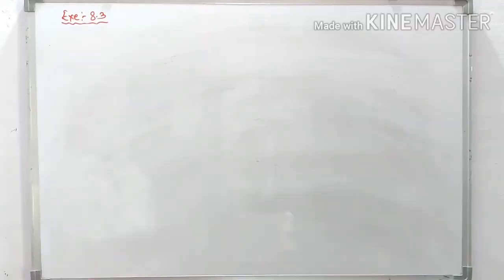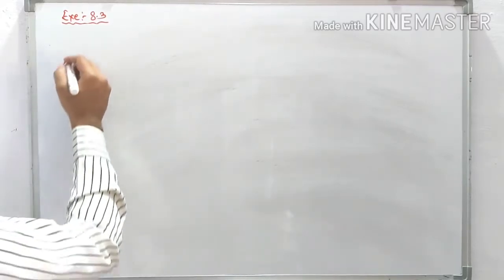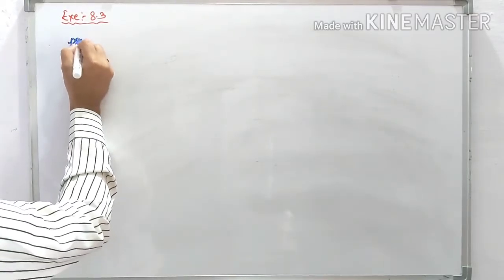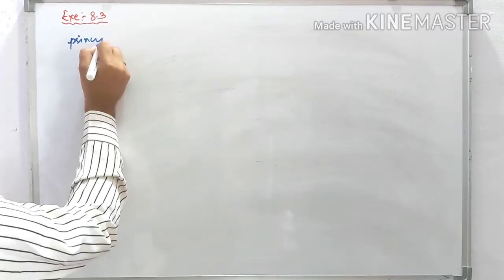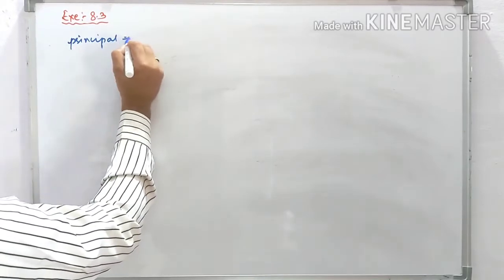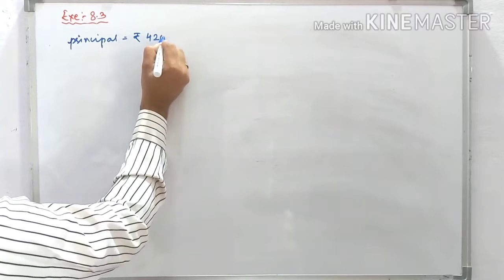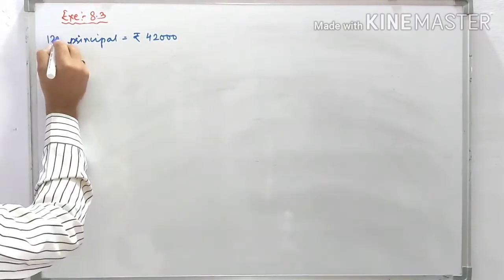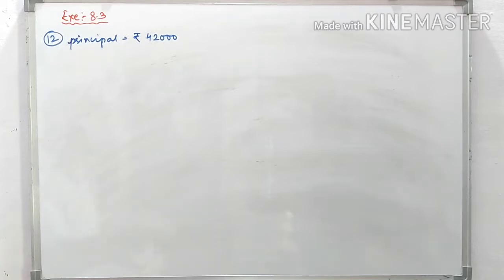A scooter bought at the price of 42,000. This is the principal, 42,000. Okay, this is question number 12. The principal is 42,000. Its value depreciates at the rate of 8% per annum. Find the value after 1 year.